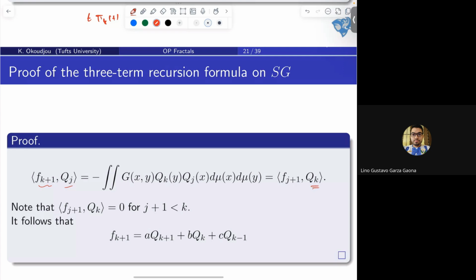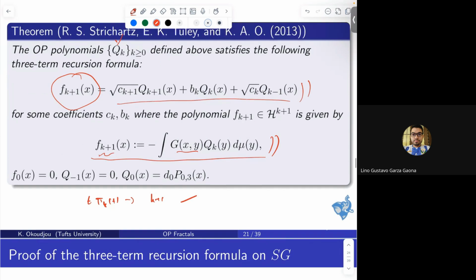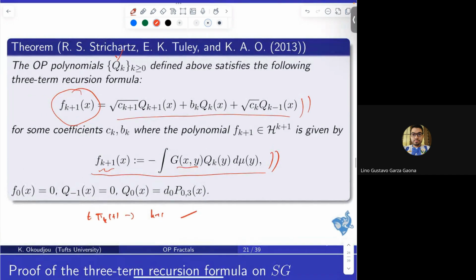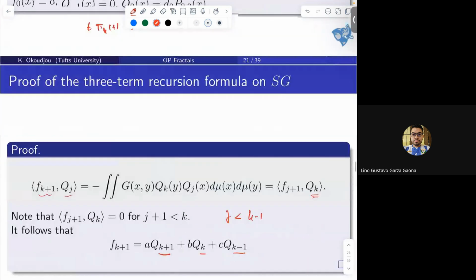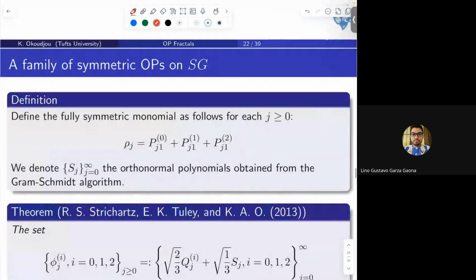So from there, you notice right away that all the inner products are going to be 0 whenever j is less than k minus 1. So you are only left with the term that corresponds to k plus 1, the term that corresponds to k, and the term that corresponds to k minus 1. Then you try to figure out those terms, and that's how you end up with this three-term recursion formula. So we have our three-term recursion formula.